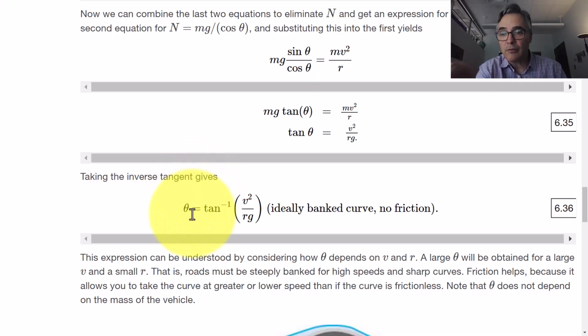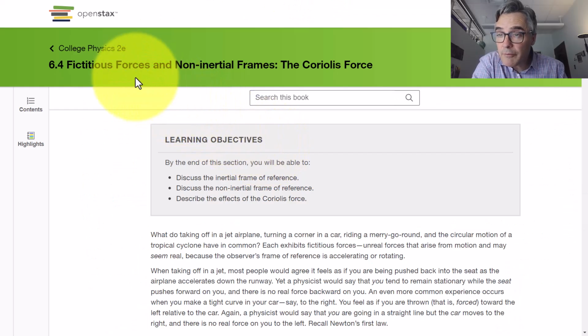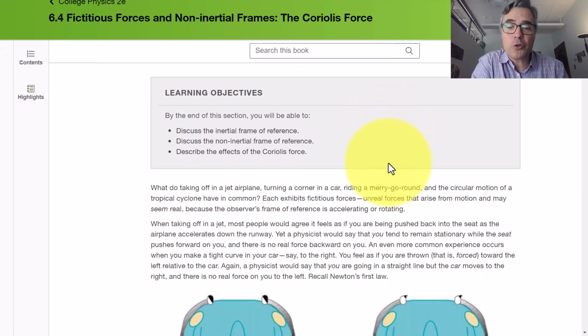The sine theta over the cos theta, which is like tan theta, is v squared divided by r g, where these are dimensionless, I think, when you work this out. Section 6.4 is about fictitious forces and non-inertial frames.